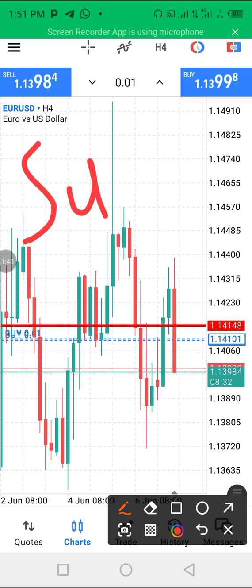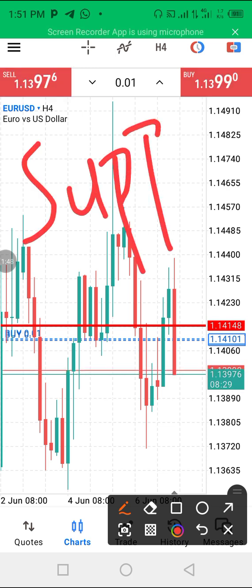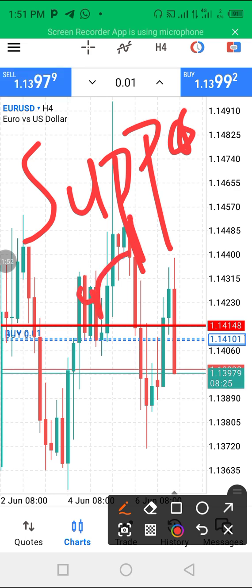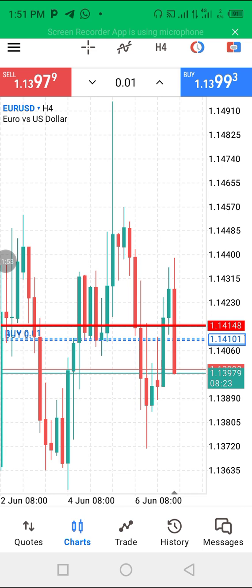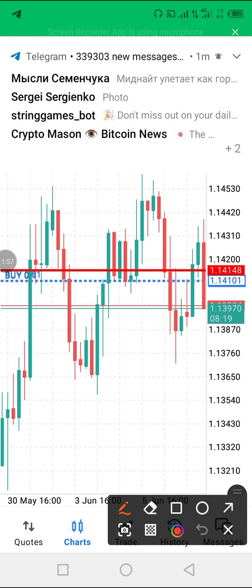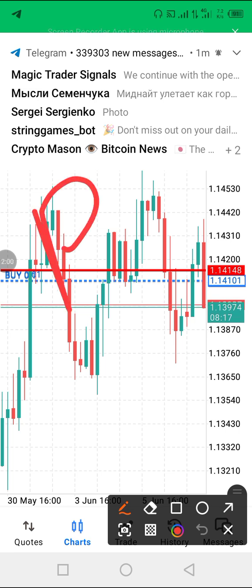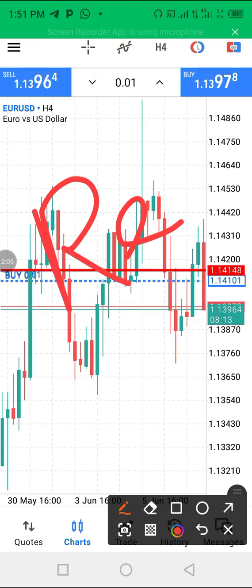The first one is called support, and let me write it. And the second one is called resistance. So now, what is support and what is resistance?